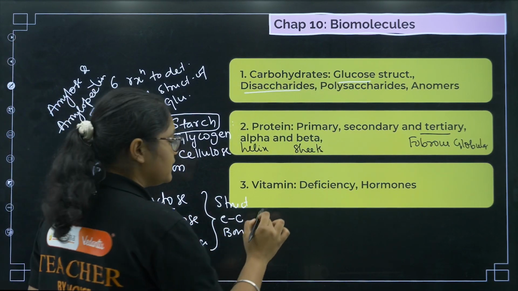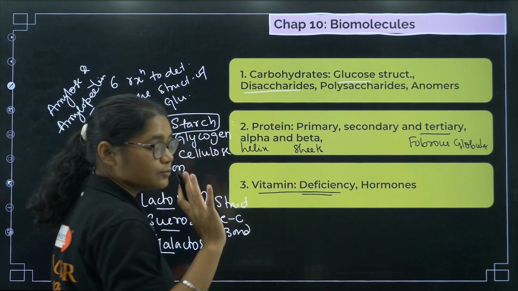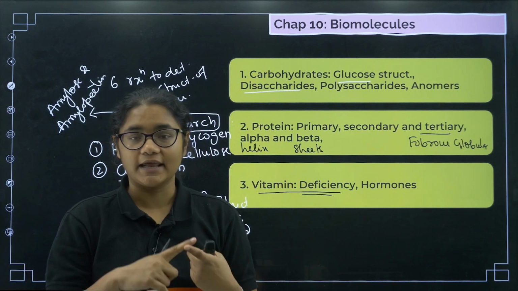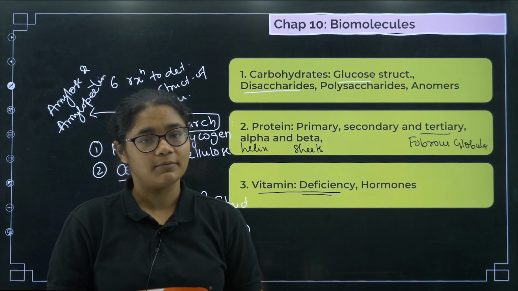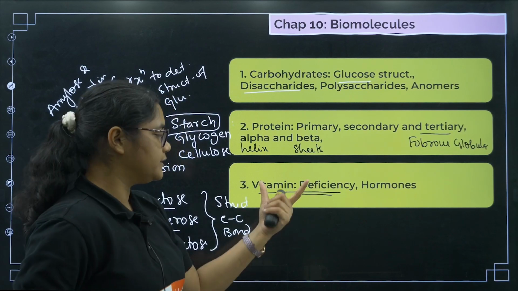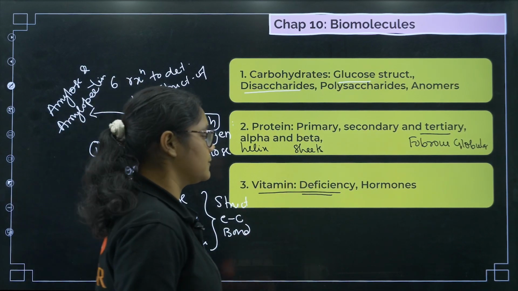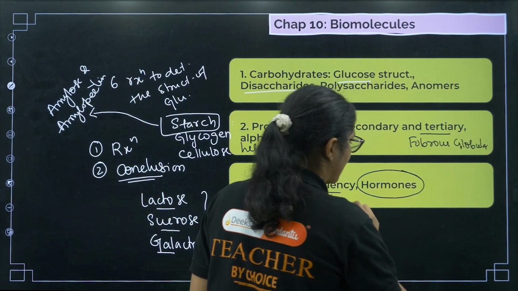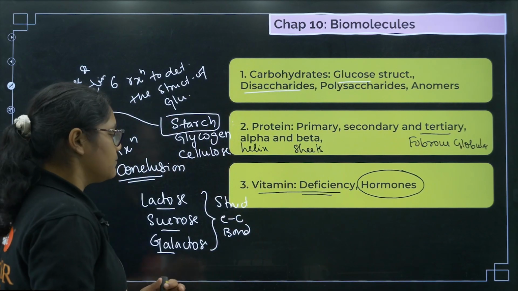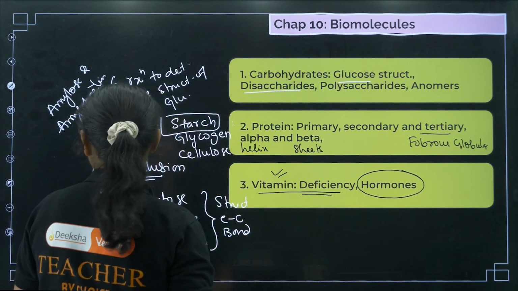Next coming to vitamins and their deficiency diseases, this is super important. It can be asked in any MCQ, it can be asked as a 1 marker question. Many possibilities are there, so you should learn this one. Next, different hormones and their functions. Okay, this is less important, but the previous one is very important.